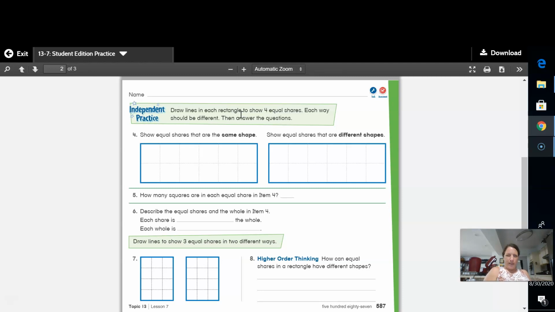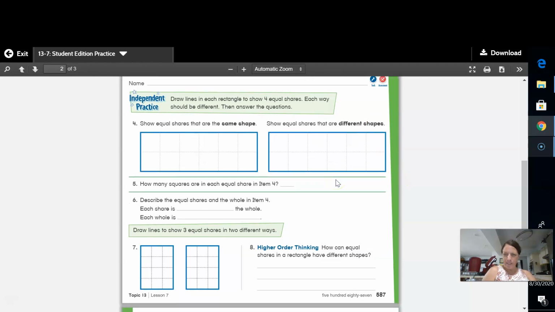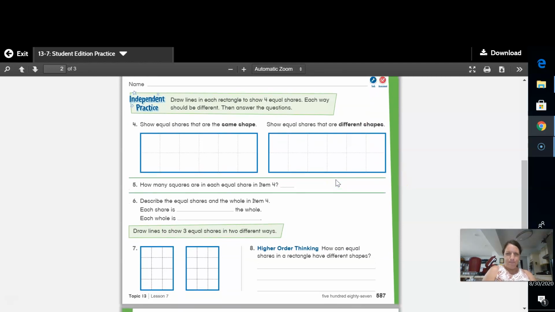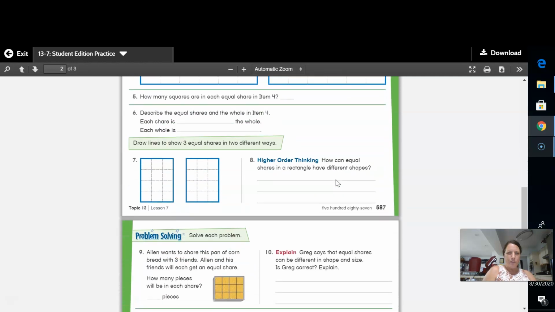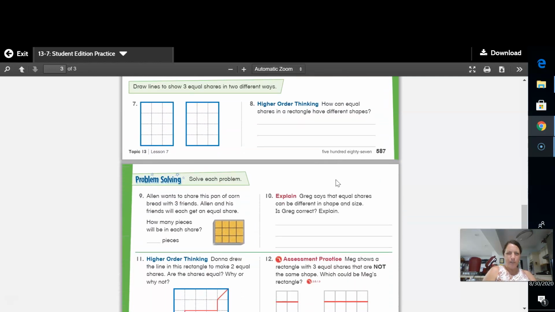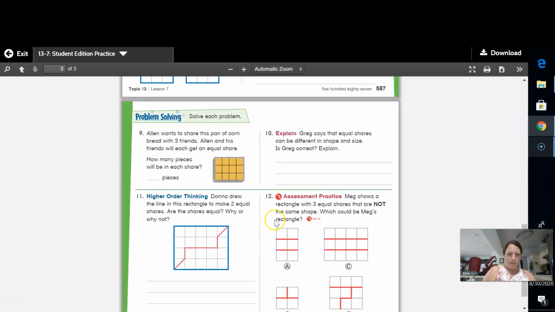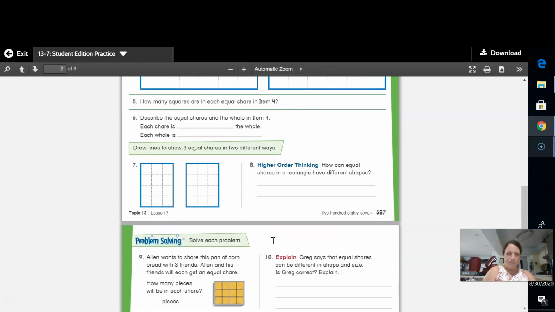I'm going to let you work on that. See if you can figure out how to draw your lines to make sure that each of your 4 shares has the same amount of small squares. And then see if you can figure out a different way. This is going to take some brain power and some work today. Then you're going to try 3 equal shares. And look at this crazy shape they did down here to make it equal. Then you're going to try this one.